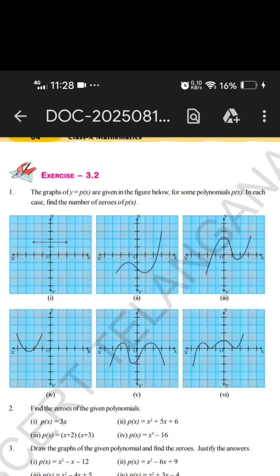Similarly, if we check the sixth picture, 1, 2, 3, the graph is intersecting at 3 different points. So the number of zeros will be 3.